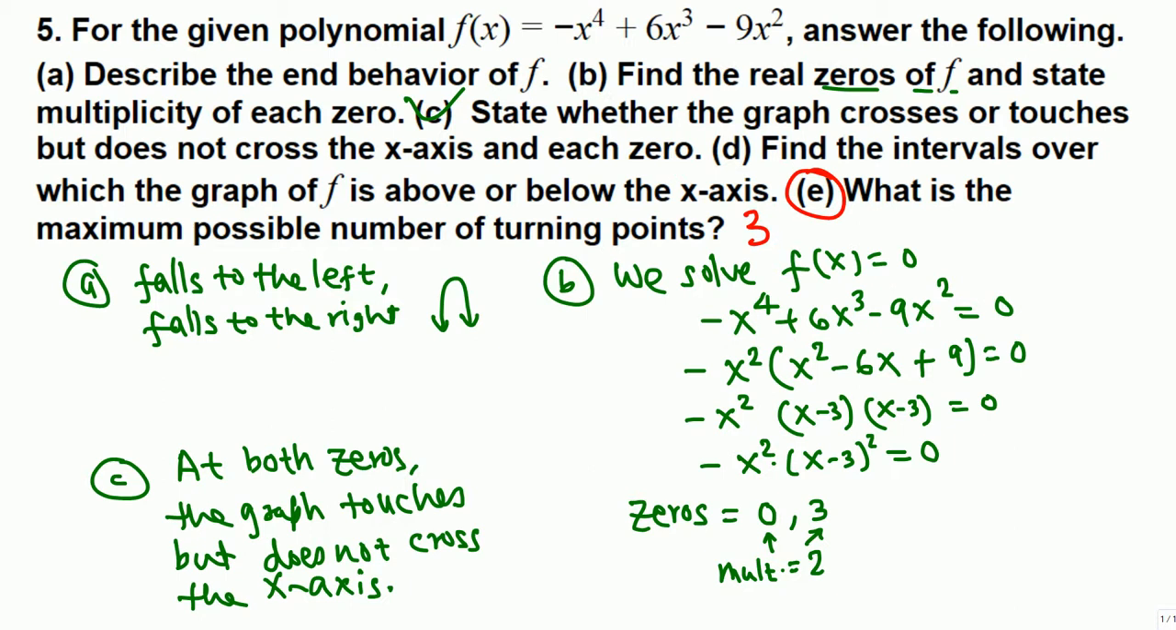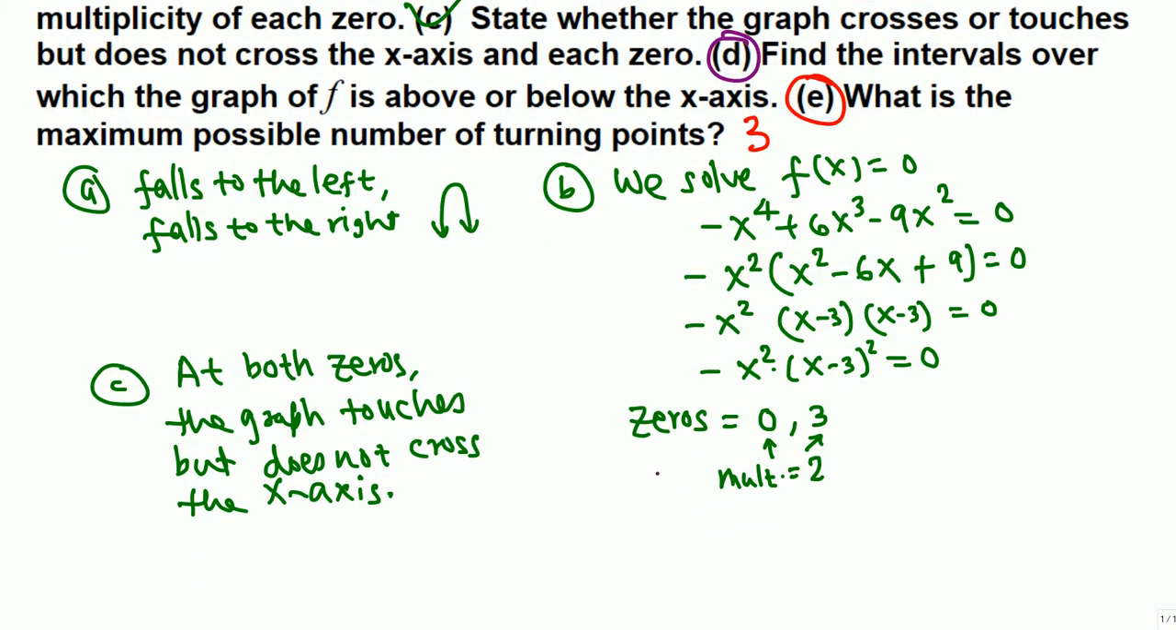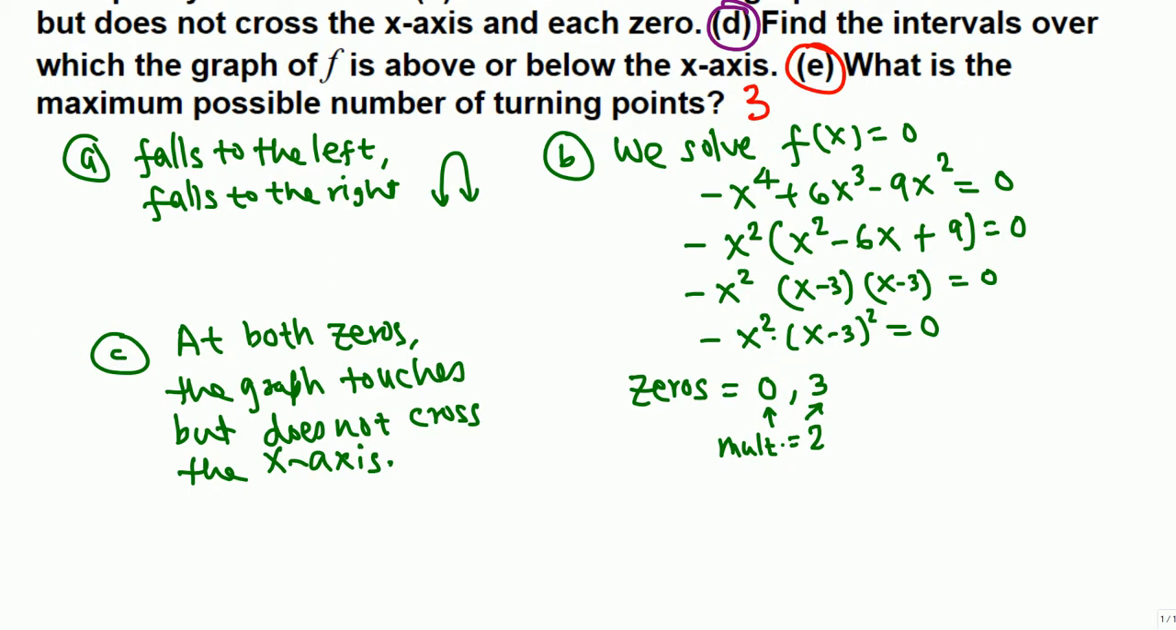Now we need to answer D. Find the intervals over which the graph of f is above or below the x-axis. So we can sketch a rough graph for this one. So for D, this is the x-axis, y-axis. We have two zeros, by the way. 0 is a zero and 3 is a zero, and we know the graph eventually falls, so it goes here, falls, and it falls here as well.